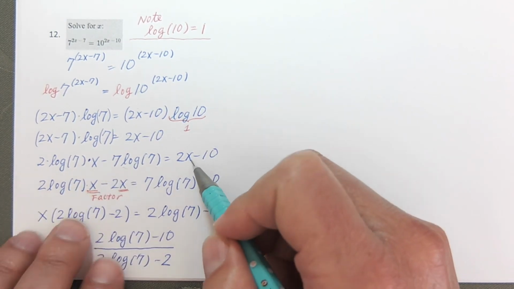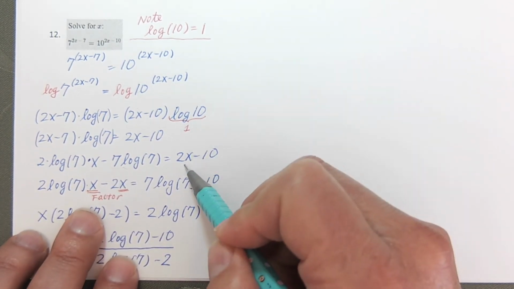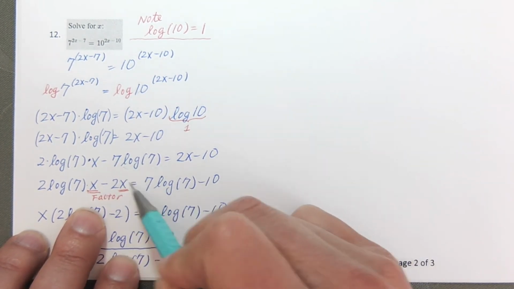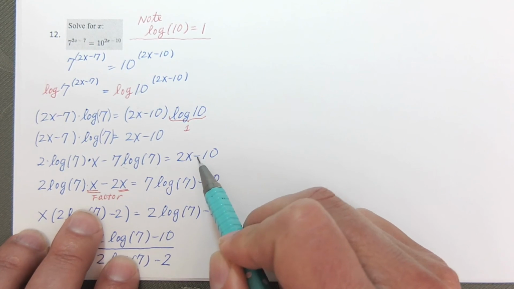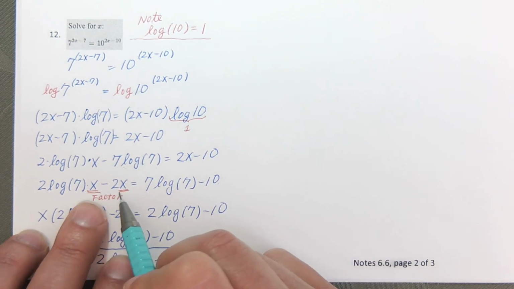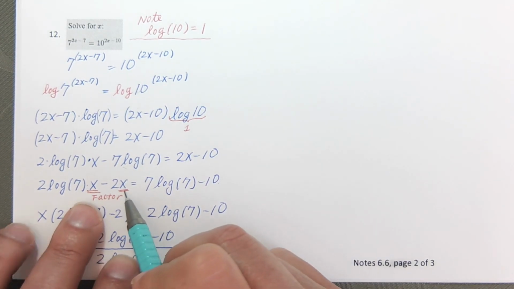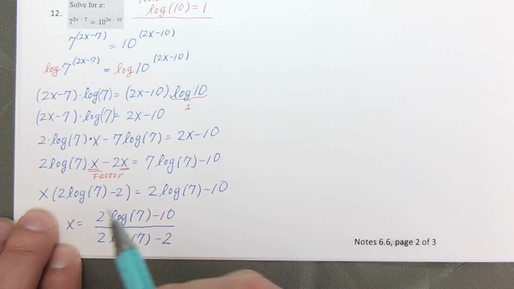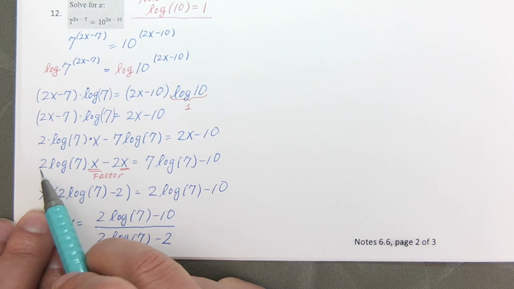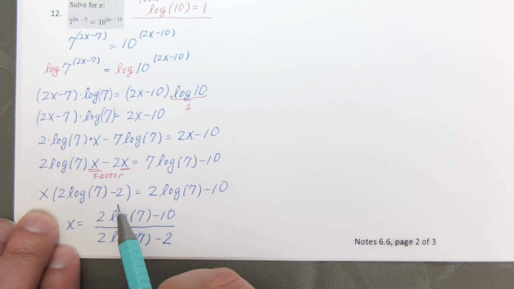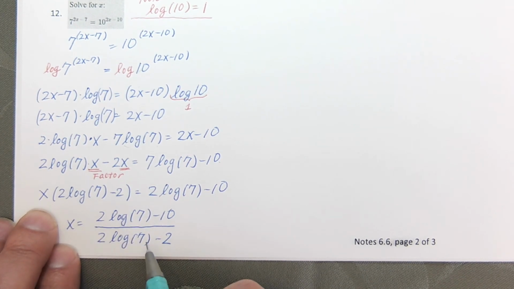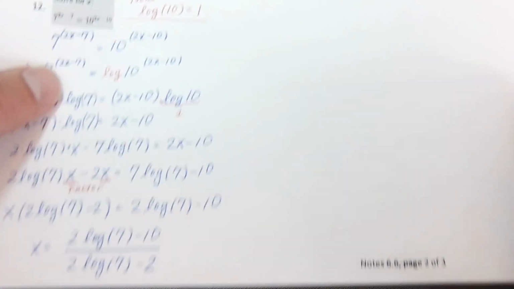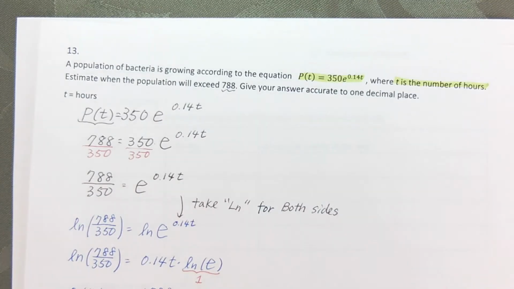Next up, I have to get all the x terms to one side, so I'm going to subtract the 2x to this side, it gives me the minus 2x, and I'm going to add that to this side. So you can see the positive 7 log of 7, and then there's the minus 10. Greatest common factor here is an x. Actually, it's not the greatest common, 2x would be, but we want to get the x by itself, so I factor the x out, and I'm left with the 2x log 7 minus 2. Then you divide both sides by that. You'll have to study that one a few times. That one's going to take a little bit of time.